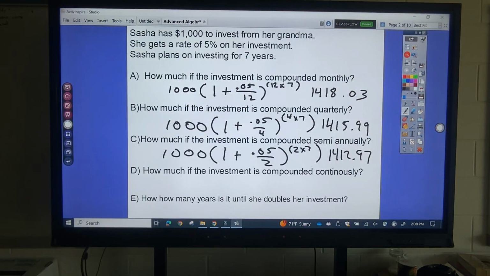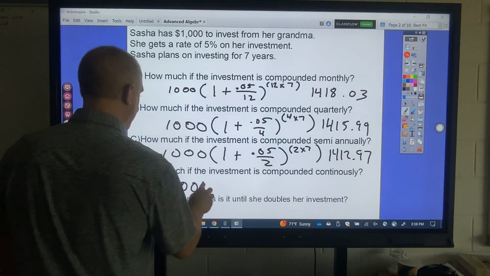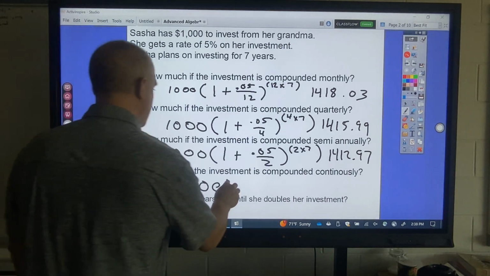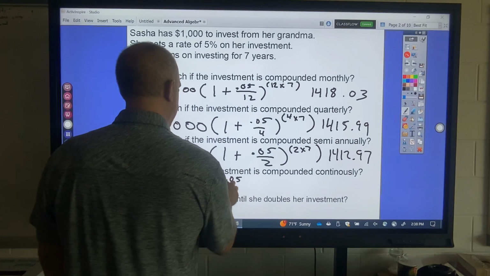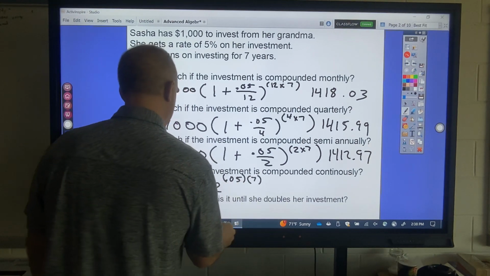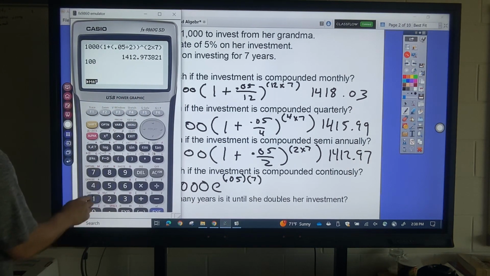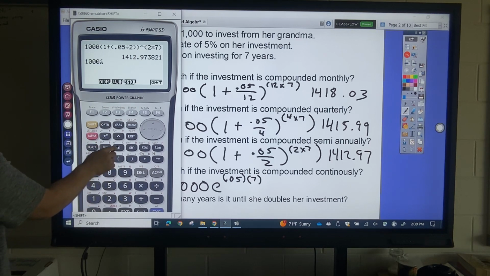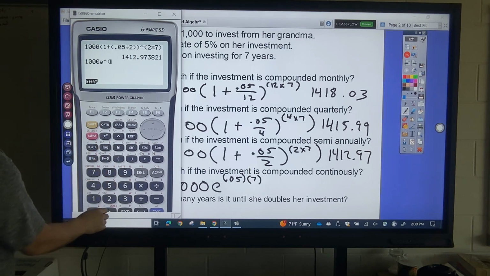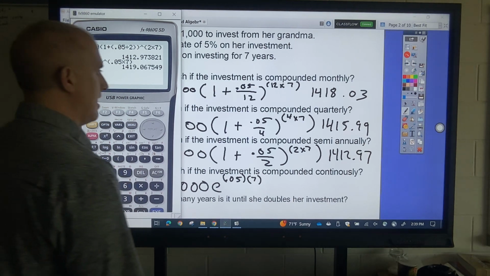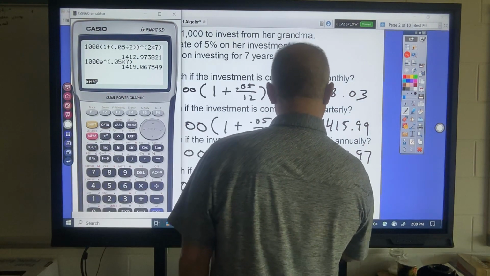How much is it compounded continuously? So what I'm going to do is 1,000 E to the 0.05 times 7. Shift E, exponent 0.05 times 7. All right, $1,419.06.